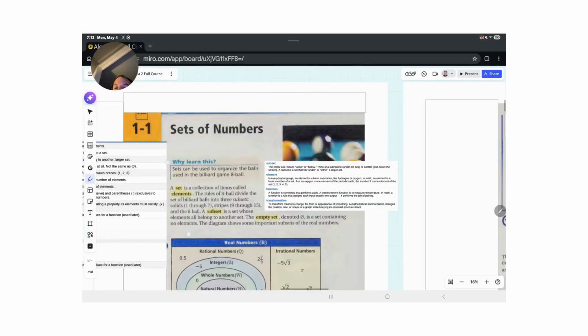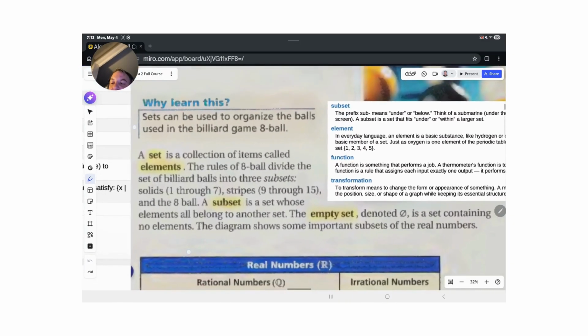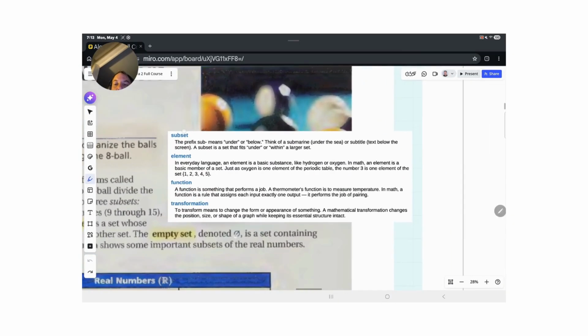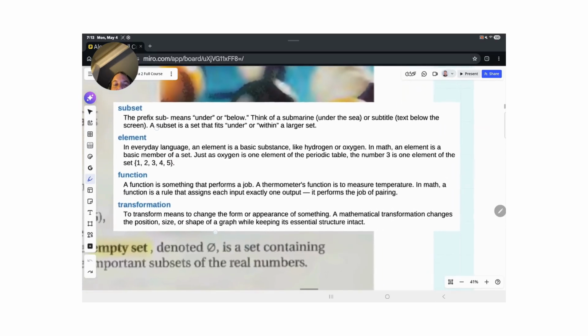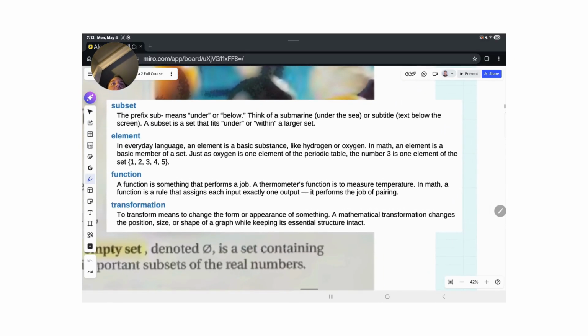All right, now within this section particularly, we see we have set, element, subset, empty set. Let me zoom in. Here we can think about the vocabulary words from a different angle using the word origins and everyday meanings. So for example, a subset. The prefix sub means under or below. Think of a submarine under the sea, or a subtitle, the text below the screen. A subset is a set that fits under or within a larger set.